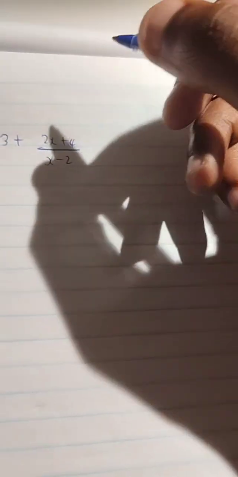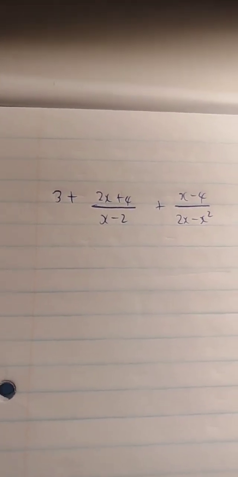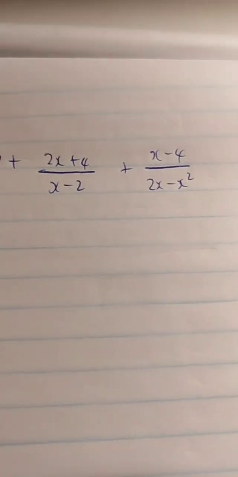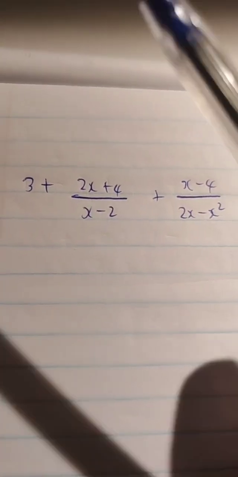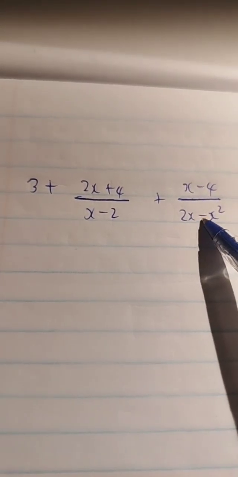Let's do one more. Let's do two more actually. 3 plus (2x plus 4) over (x minus 2), plus (x minus 4) over (2x minus x squared). So let's do this one. Okay, so step number 1 here, what do we do? We have 3 plus (2x plus 4) over (x minus 2) plus (x minus 4) over (2x minus x squared).